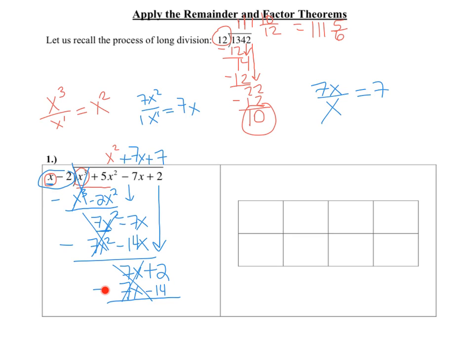Now 2 take away negative 14 is really 2 plus 14, or 16. And now I know I'm at my remainder because 16 does not divide evenly by x. So I take this remainder and I'm going to put it over the divisor. So I add on plus 16 over x minus 2.